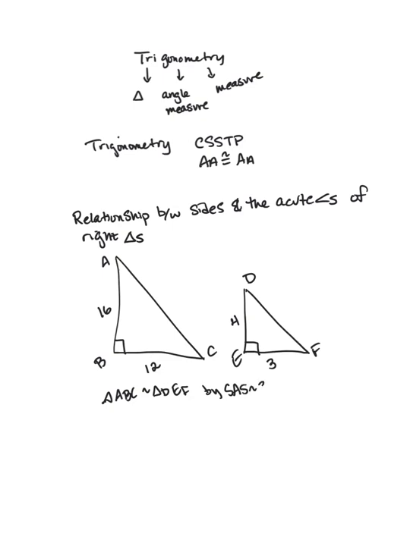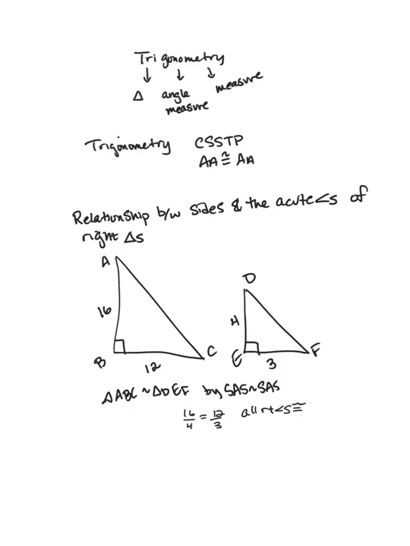Triangle ABC is similar to triangle DEF by side angle side. Okay, what does that mean? That means you have two pairs of sides that are in proportion. So 16 to 4 is equal to 12 to 3, which is true. Both cross products are 48. And the angles between are congruent. Well, all right angles are congruent. So therefore, these are similar.